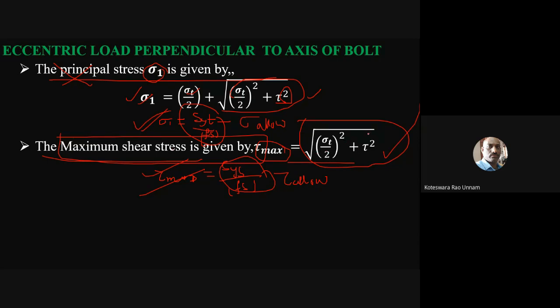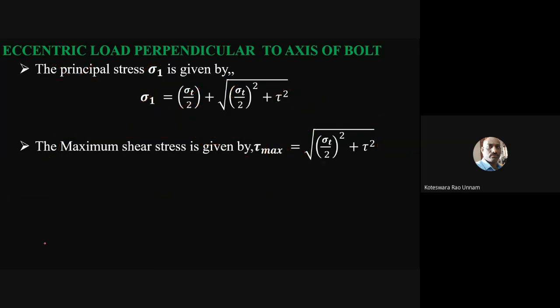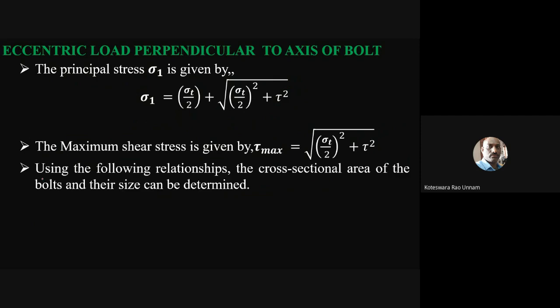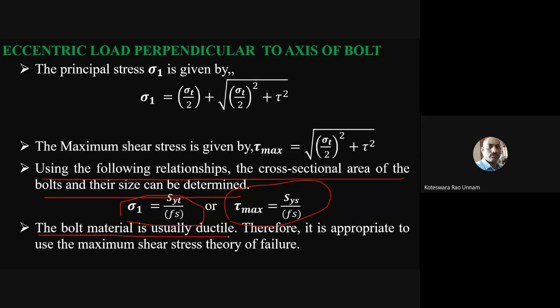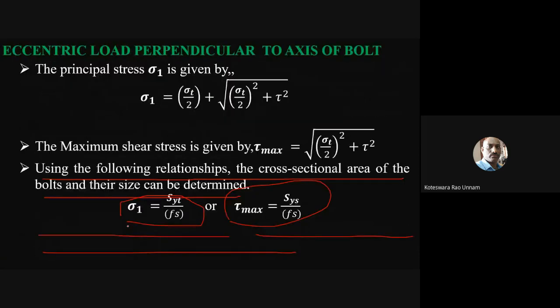So for the bolted joint, you have to use this formula to determine the diameter of the bolts. This is how you can analyze it. Using the following relationship, the cross-sectional area of the bolts and their size can be determined. Like already told, sigma 1 is nothing but SYD by Fs, or tau max is SYS by Fs. The bolt material is usually ductile, therefore it is appropriate to use the maximum shear stress theory of failure. That also was already told to you. So this is how you can do the analysis when the eccentric load is perpendicular to the bolt axis.